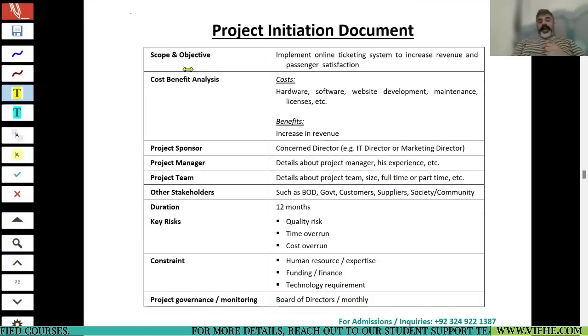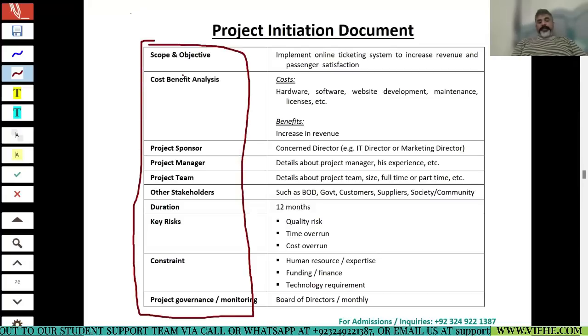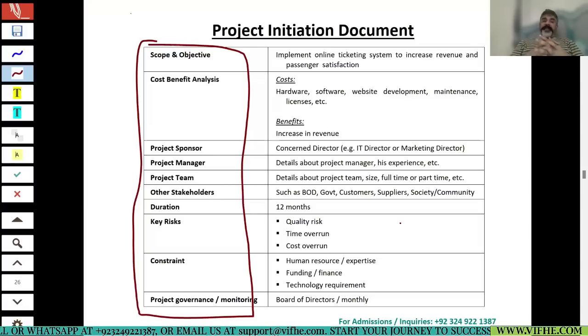So if you know what are the contents of a PID, this is right. So the PID contains these items. So these are the contents of a PID. So if you remember what are the contents, then you can easily review the PID provided to you, and you can easily identify if anything is missing or wrong, right? But for that, you will have to know what are the contents of a PID.